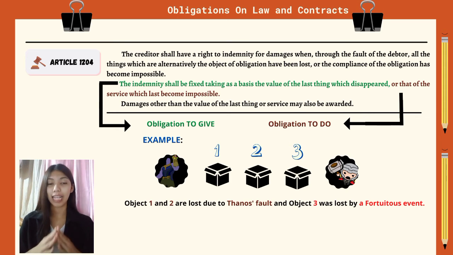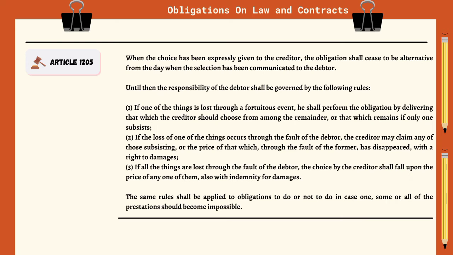And as a general rule, if the thing was lost through a fortuitous event, then the liability shall be extinguished. So to answer the question, would Thanos still be liable? No, because object 3 was lost because of a fortuitous event. That's it. That's Article 1204. Now let's jump on to Article 1205.